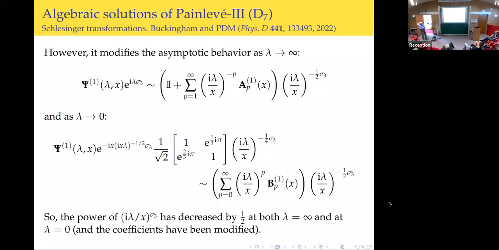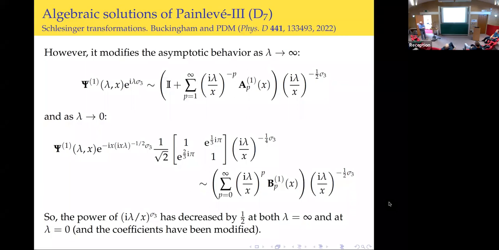So now, if I take this psi 1 and I peel off that exponential factor, now I have the series expansion with some different coefficients, but it has to be multiplied on the right by this half power of lambda over x, okay, just like that. And if you do the same thing at lambda equals 0 with psi 1, I peel off again that exponential factor and this matrix that we had before. Now I have a series again, but multiplied on the right by the same factor showing up, okay?